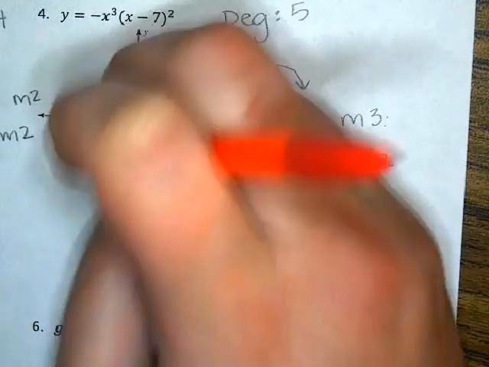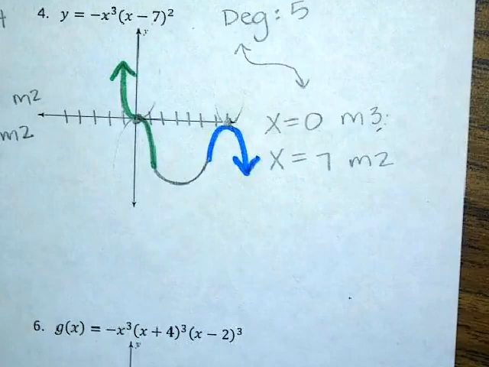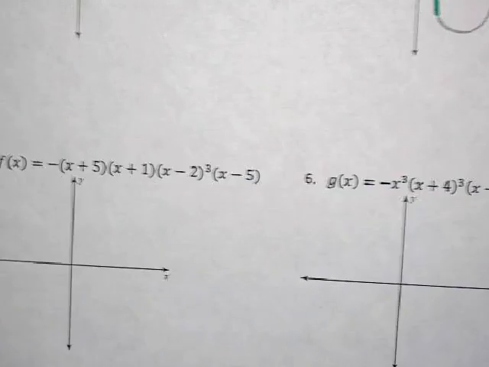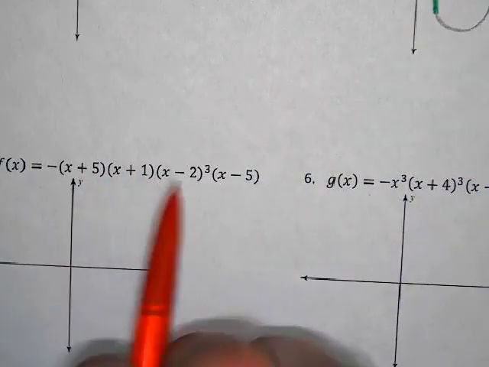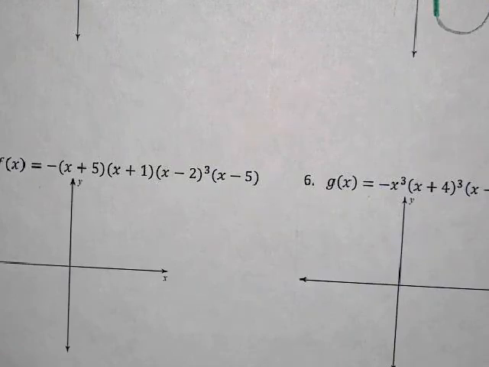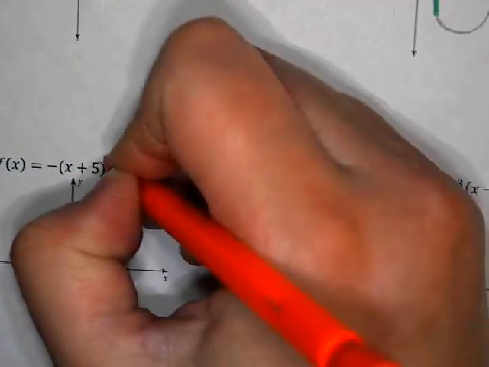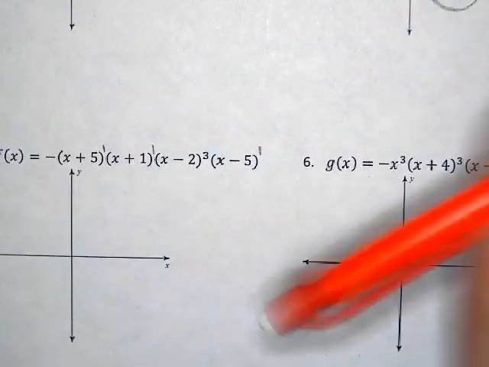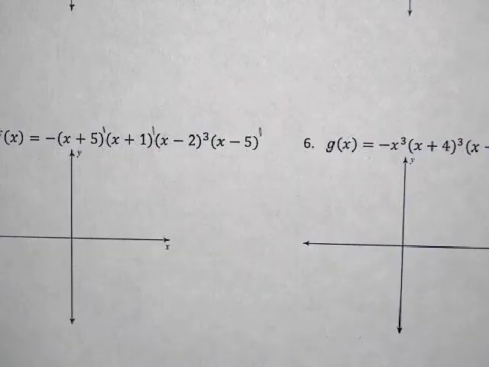All right, what do we do with all these parentheses that don't have exponents? What do we put? We put a 1. So we got a 1 and a 1 and a 1. Okay, I want you guys to write down what the degree is. Find the degree for number 5. What is the degree?